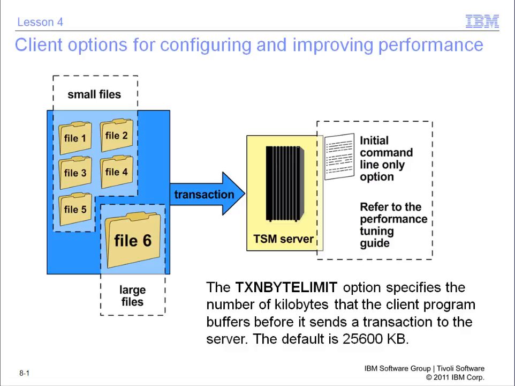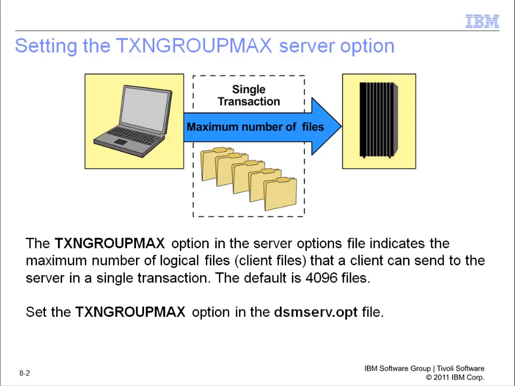If you're setting your transaction byte limit, another option you might want to consider setting on the server side is transaction group max. This indicates the number of logical files a client can send in a single transaction. By default, 4,096 files. You set transaction group max not in dsm.opt, but in dsmserv.opt, because this is the server side of this transaction performance option.